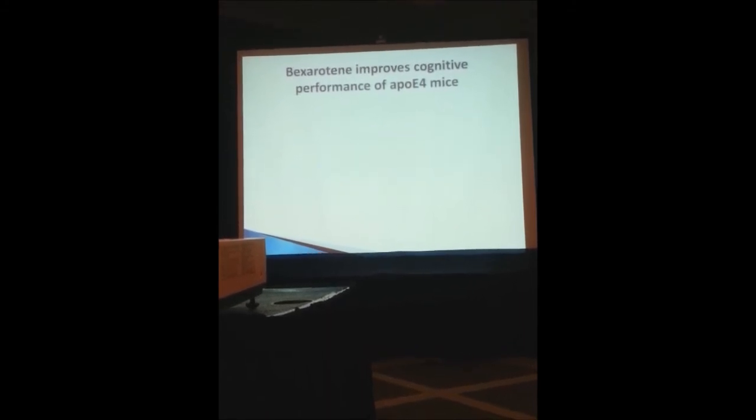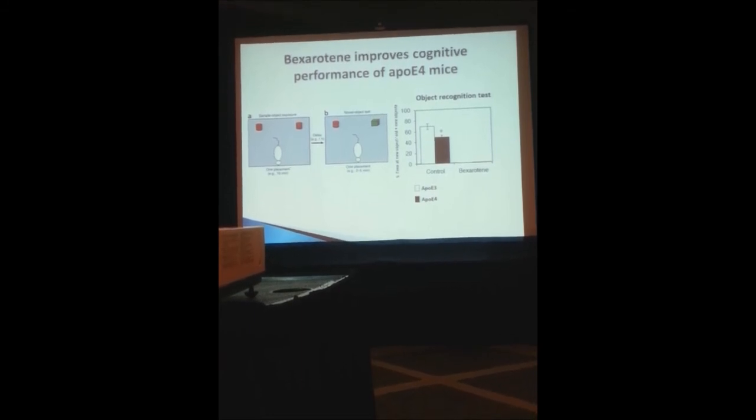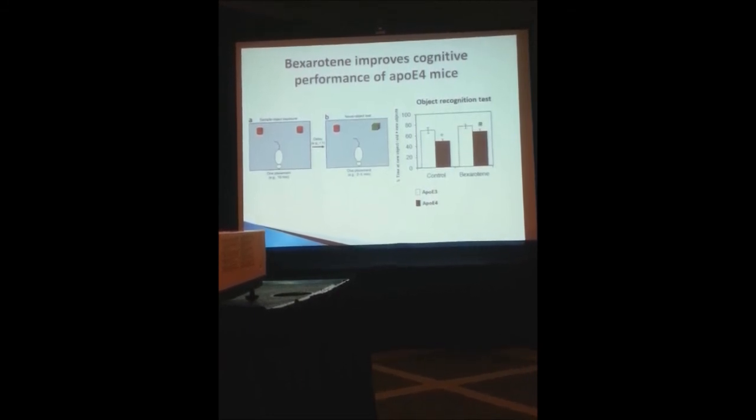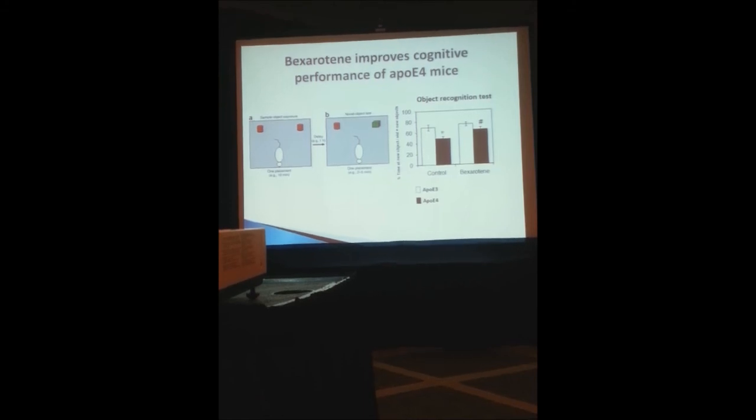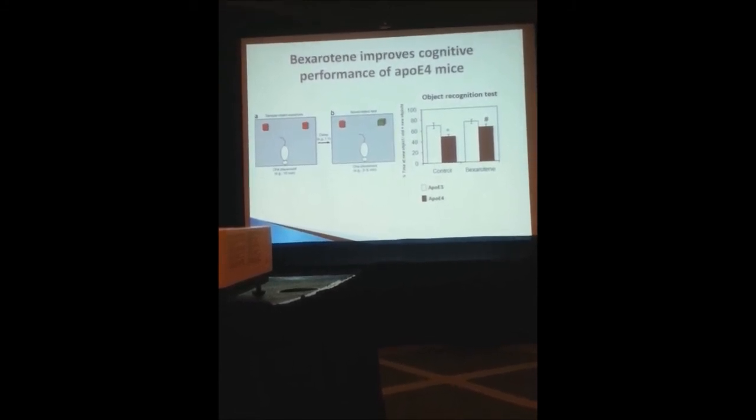The next cognitive test that we did was the object recognition test. And again, you can see the control. And when given Bexarotene, the ApoE4 mice are more engaged with the new object as the ApoE3 mice.